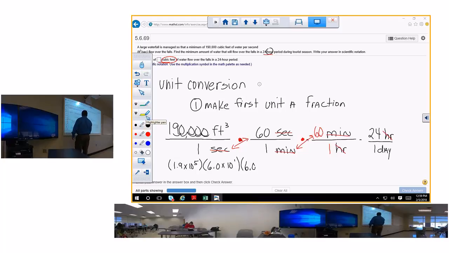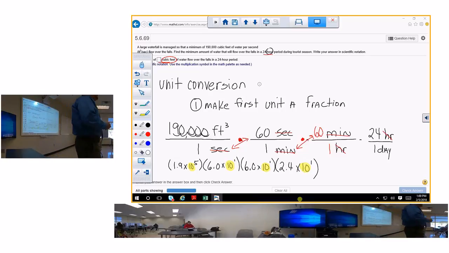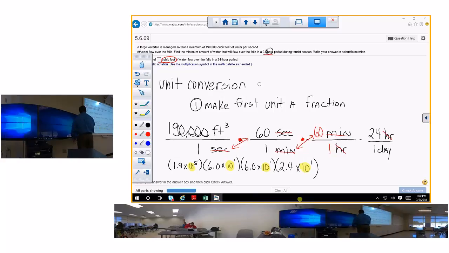Times 10 to the 1st. 2.4 times 10 to the 1st. Now, why am I changing everything to scientific notation? Because at least I can take my handy dandy highlighter and do these mentally, in my head. Because they're all the same base. You add the exponents. So you can do that in your head. 5 plus 1 plus 1 plus 1 is what? So that's 10 to the 8th power.